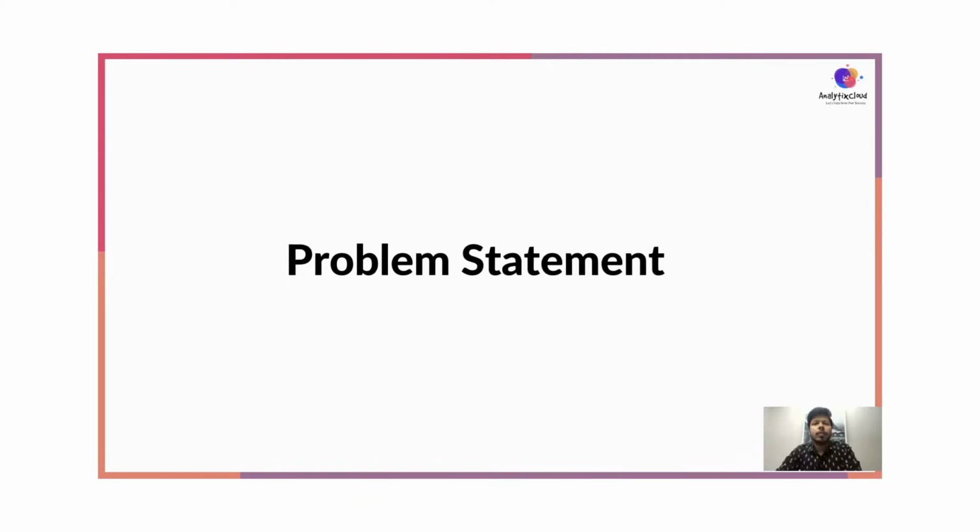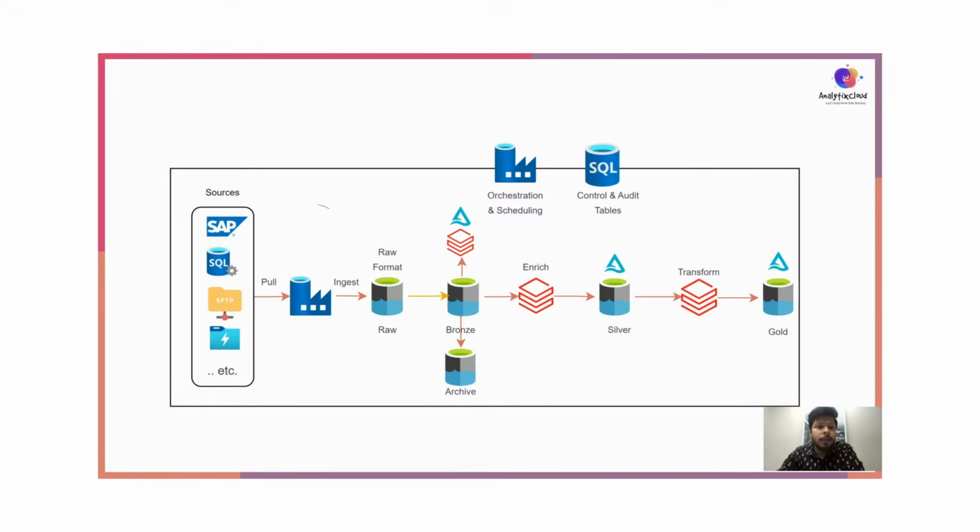Okay, so let us start with the problem statement first. This is the project architecture that you are seeing in front of your screen. I will be explaining each and every object that we can see here, but before getting into this, let us understand the real-time problem statement that we dealt with.